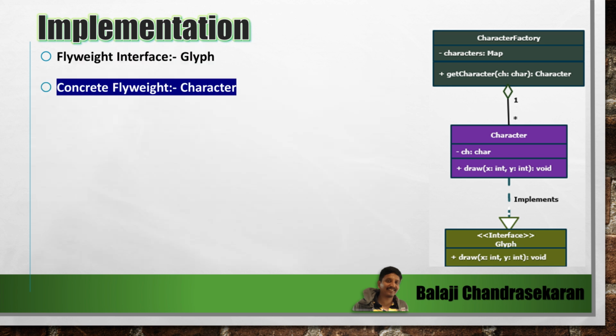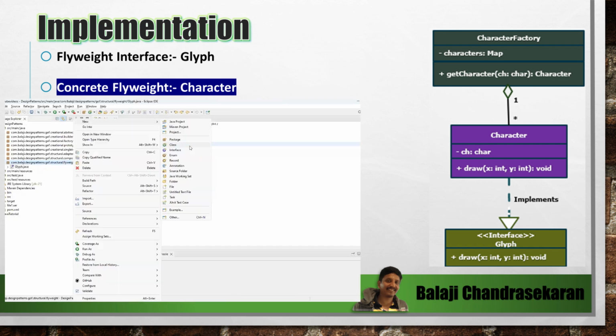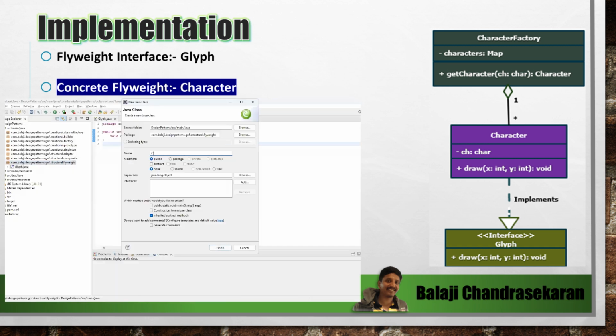Concrete flyweight implements the flyweight interface and adds storage for intrinsic state. Instances of concrete flyweight are shared. Creating the Character class, which is the concrete flyweight implementing the Glyph interface and stores the intrinsic state, the character.